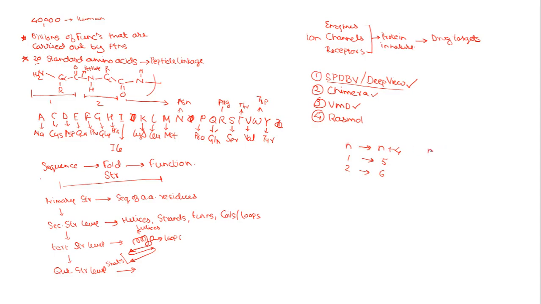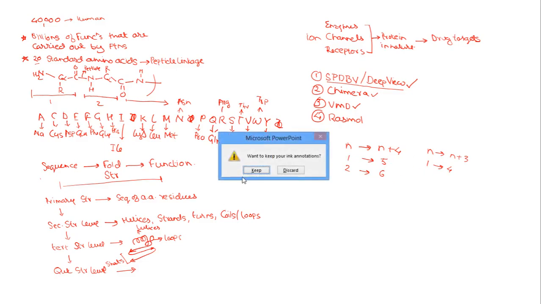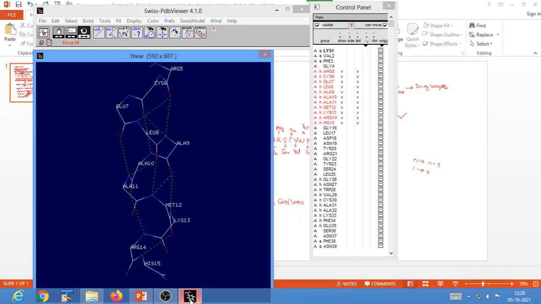Similarly, there is the n to n plus 3 type of alpha helix, where there is hydrogen bonding between the first and fourth amino acid residue instead of the first and fifth amino acid residue. Depending on what type of hydrogen bonding exists in your proteins, there are different types of helices that you can classify. So this is one thing that is important.